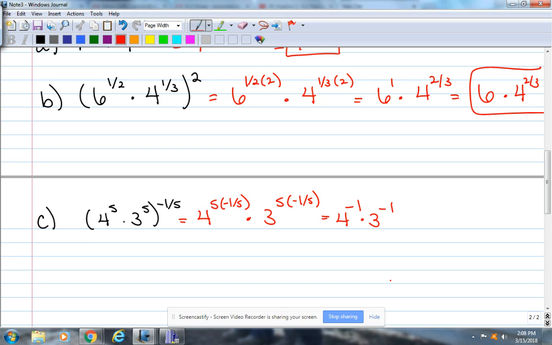And what do we do with negative exponents? What do we do with negative exponents? I can't add them, they don't have the same base. No. You're close. What do we do with negative exponents?